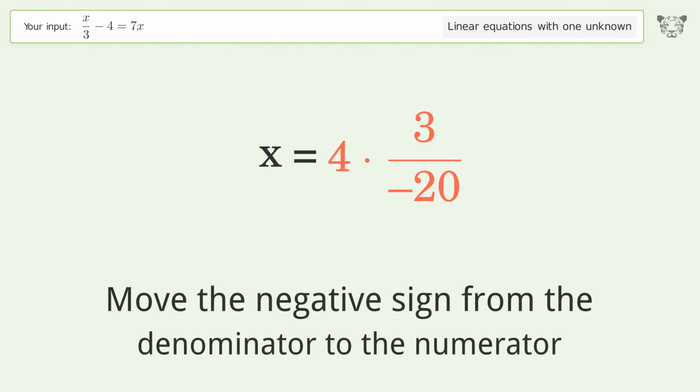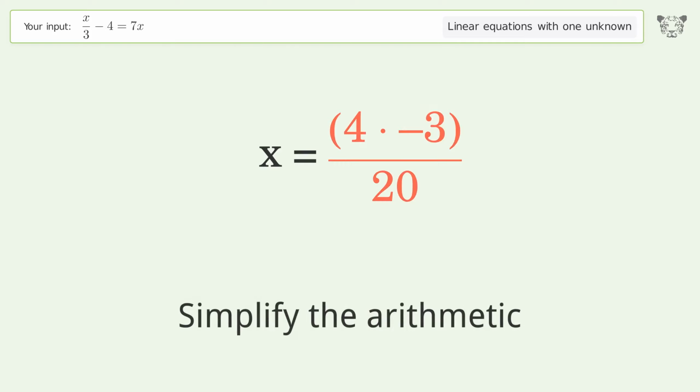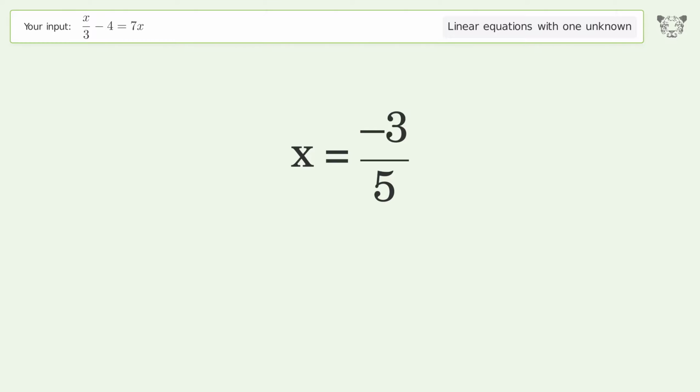Move the negative sign from the denominator to the numerator. Multiply the fractions. Simplify the arithmetic. And so the final result is x equals -3/5.